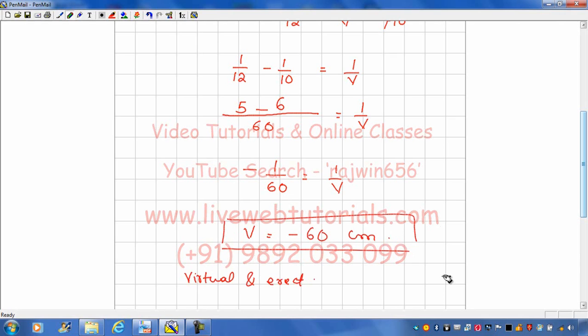Okay, here the position of the object is between the focus and the optical center. Such a device is used as a simple microscope. Here we are getting a virtual and erect and a magnified image.